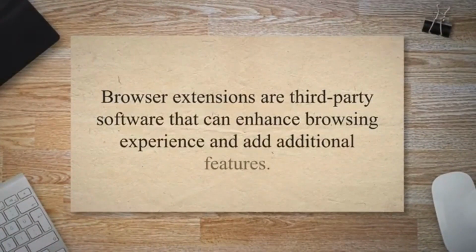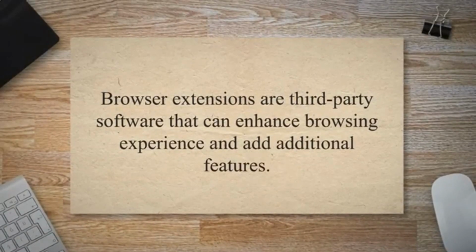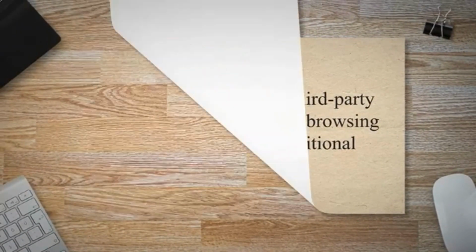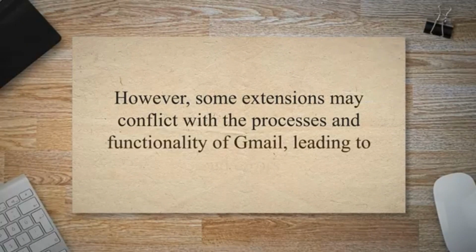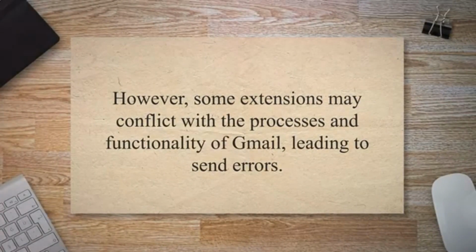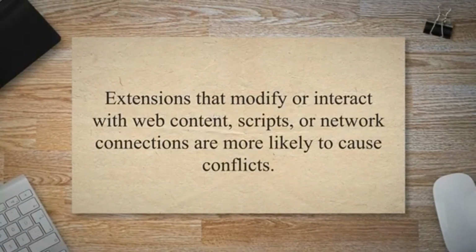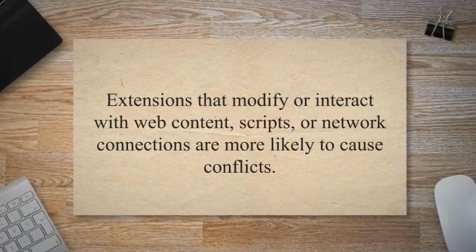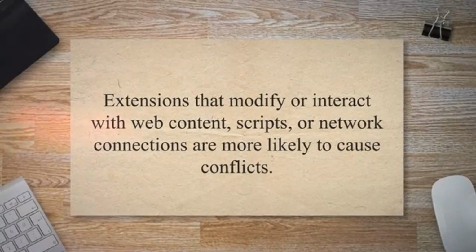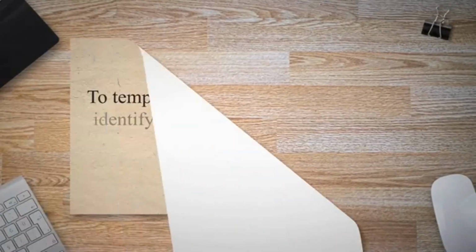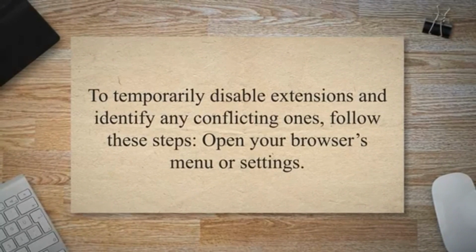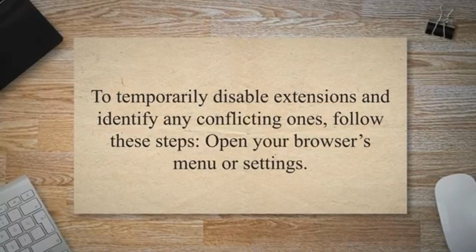Browser extensions are third-party software that can enhance browsing experience and add additional features. However, some extensions may conflict with the processes and functionality of Gmail, leading to send errors. Extensions that modify or interact with web content, scripts, or network connections are more likely to cause conflicts. To temporarily disable extensions and identify any conflicting ones, follow these steps.